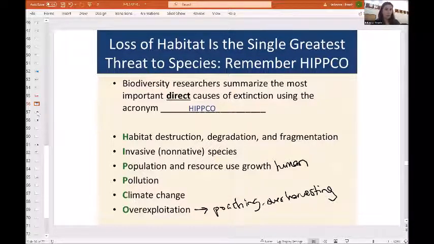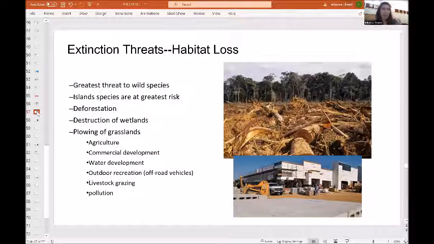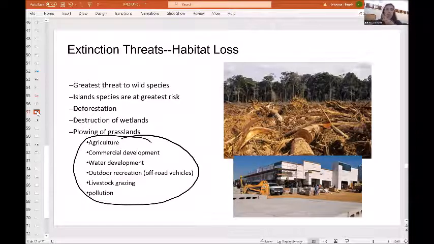All right, so habitat loss and habitat degradation, fragmentation, is actually the greatest threat to wild species. Whereas we see some really compelling images of pollution or other problems, it really is habitat loss that drives the majority of our species to go extinct. This is due to destruction of wetlands, so draining them in order to build communities or turn it into agricultural land. Deforestation, I mentioned tropical deforestation as being extremely on the rise, and then plowing of grasslands. This is due to a lot of reasons: development of agricultural land, commercial development, even outdoor recreation like off-road vehicles can degrade environments. Clearing tropical rainforest in order to have areas to graze livestock. And then of course, the pollutants that occur because of this.